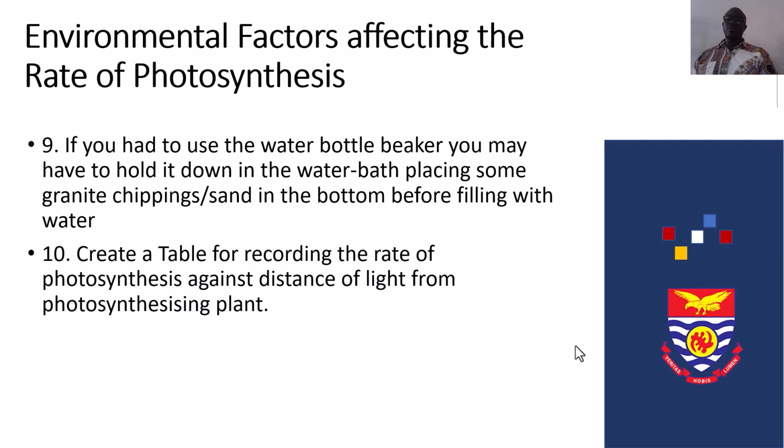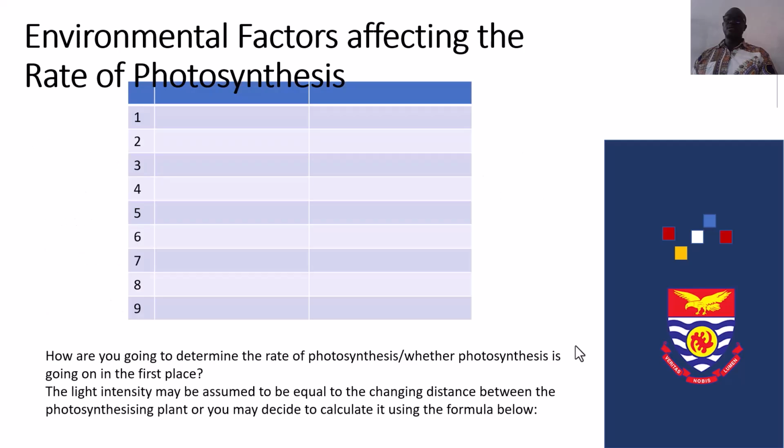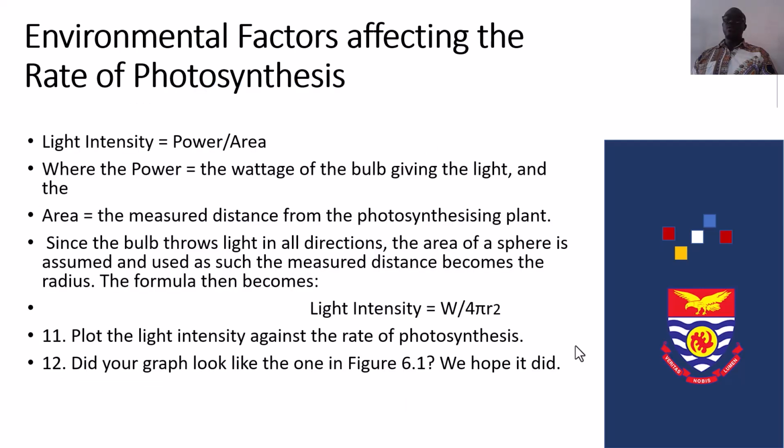Create a table for recording the rate of photosynthesis against distance of light from the photosynthesizing plant. You have a table like this, and that is how you are going to use it. How are you going to determine the rate of photosynthesis, whether photosynthesis is going on in the first place? The light intensity may be assumed to be equal to the changing distance from the photosynthesizing plant, or you may decide to calculate it using the formula below, where light intensity equals power over area, where the power is the wattage of the bulb giving the light, and the area is the measured distance from the photosynthesizing plant.